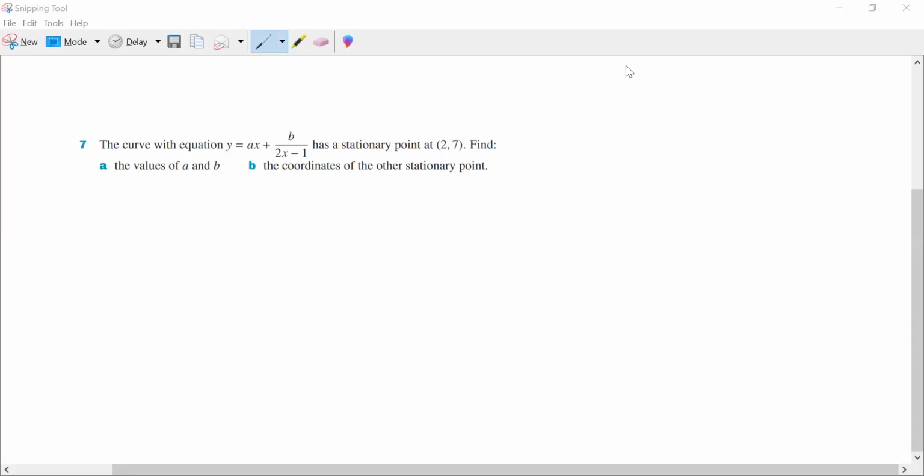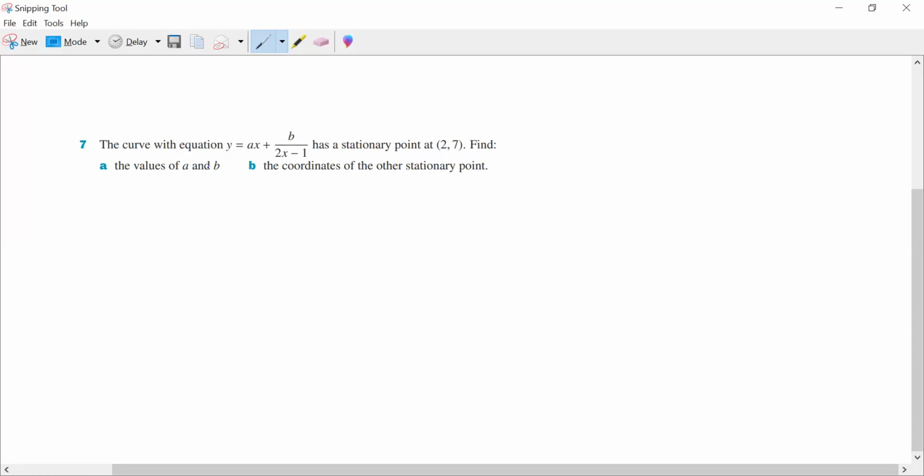So today we'll be going through another tutorial on the TI Inspire CX2 CAS calculator, and the topic today will be on simultaneous equations with the derivatives functions. So let's get started. Here we've got the curve with the equation y equals ax plus b over 2x minus 1, with stationary point at (2, 7). Find the values of a and b.